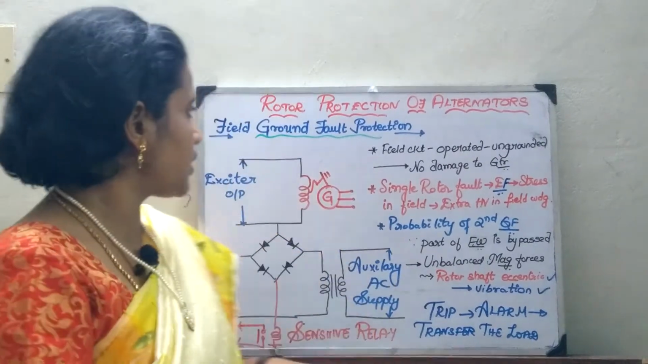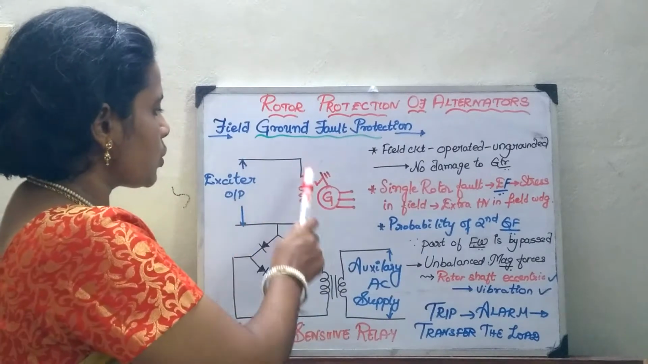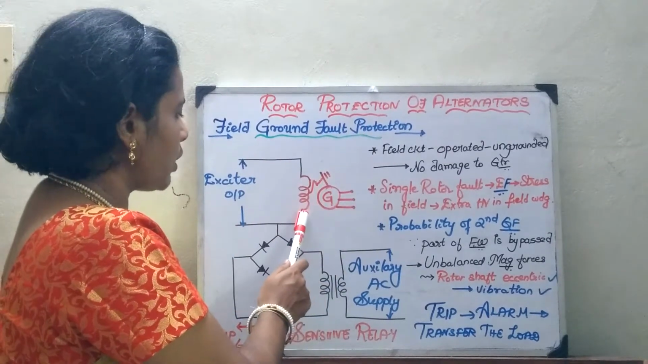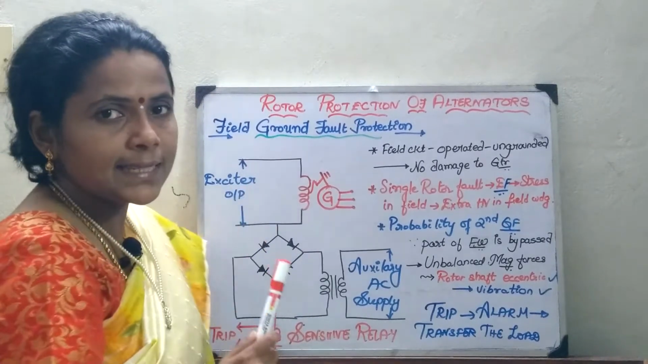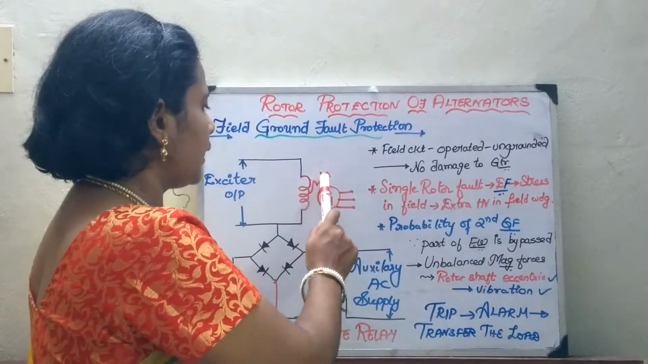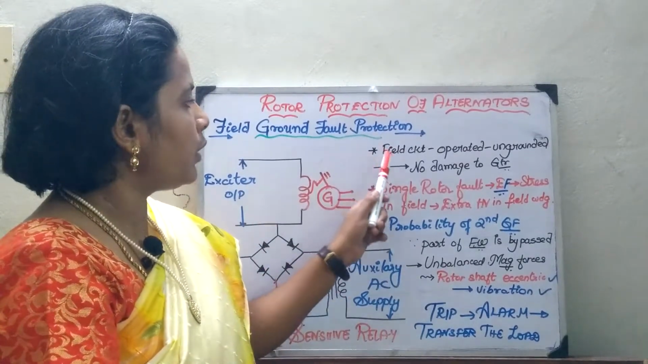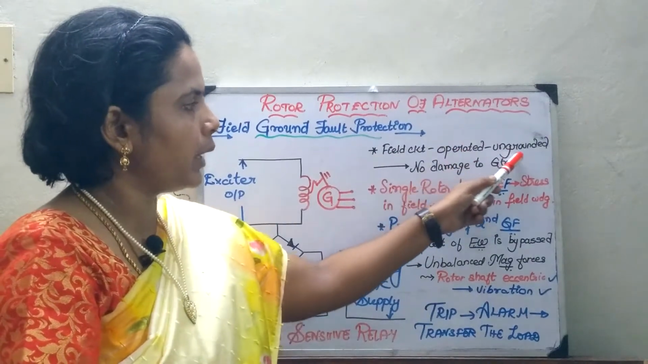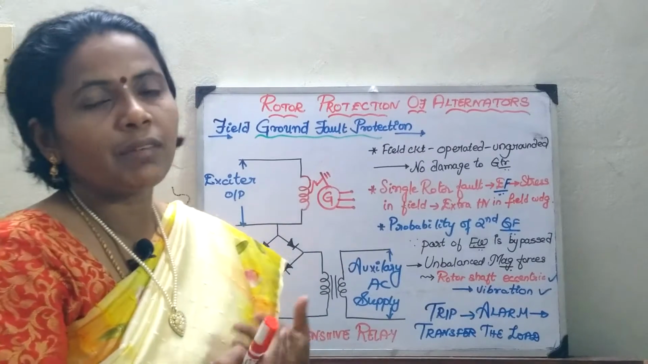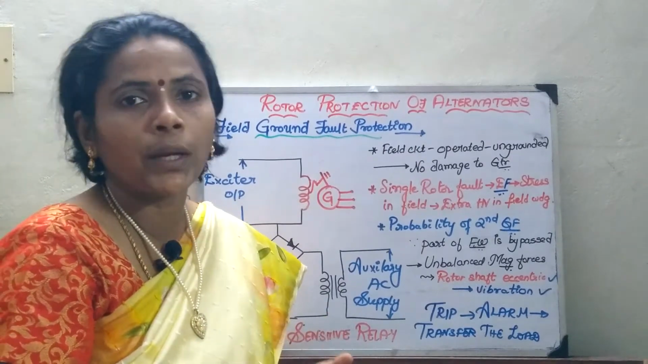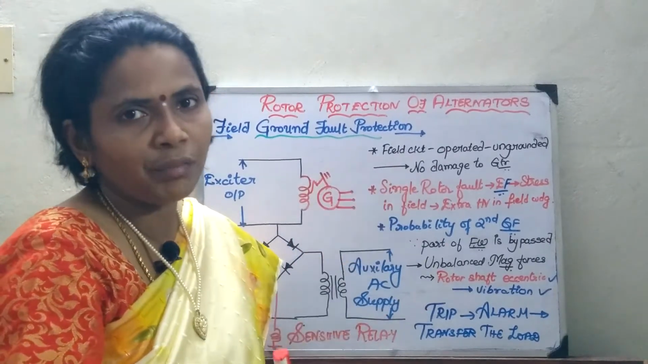In that, the first thing is field ground fault protection. So, this is your generator stator, this is a generator rotor, and it is going to be fed from your exciter output. Let us consider a fault has occurred here. Then what are the problems that might incur? If the field circuit is operated ungrounded, I am not going to ground this field at all. In that case, even if a ground fault occurs, it is not going to damage this generator. Unless and until I ground it, it is not going to affect at all, right?